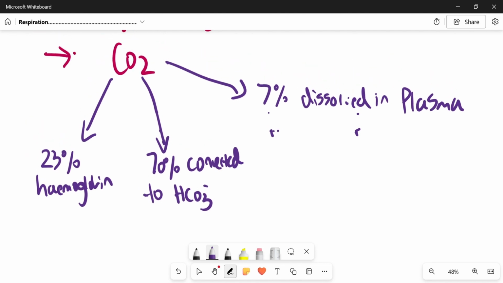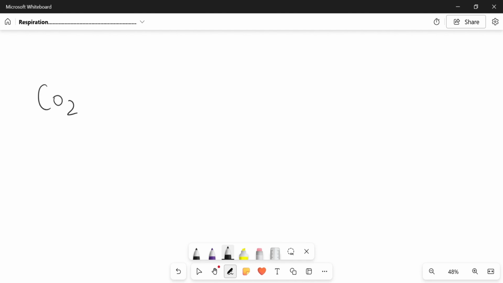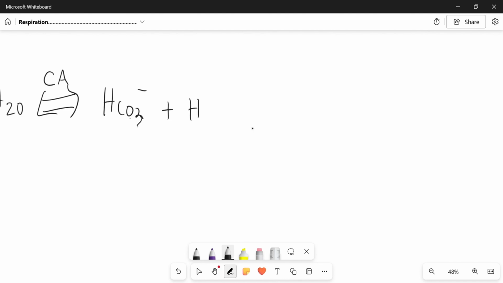Why this conversion into bicarbonate is particularly important is because it's essentially a method for the respiratory system to respond, facilitating a greater breathing response or relaxing more. So there's a reaction that occurs between CO2 and water, and this reaction goes both ways. It's facilitated by the enzyme carbonic anhydrase, which I'm just going to call CA, and it forms HCO3 minus and hydrogen ions.